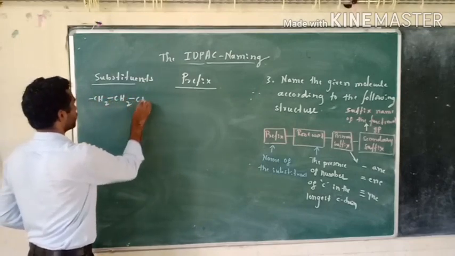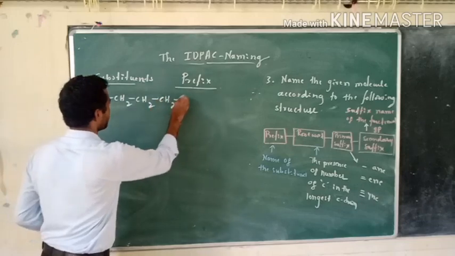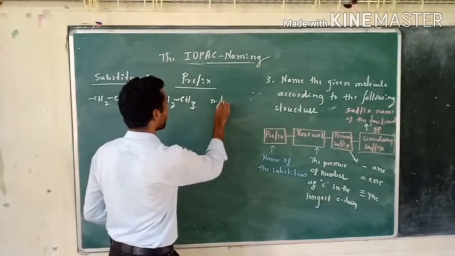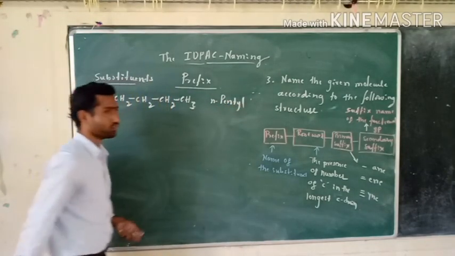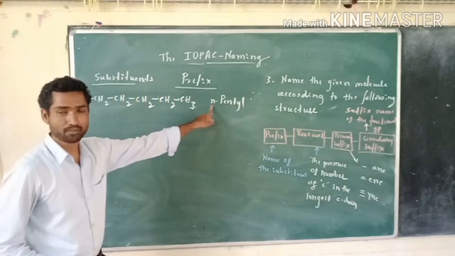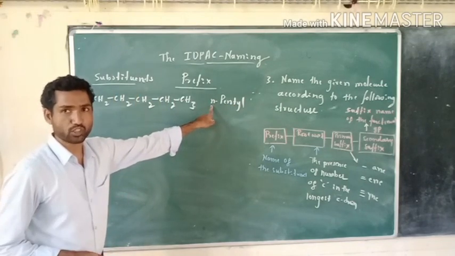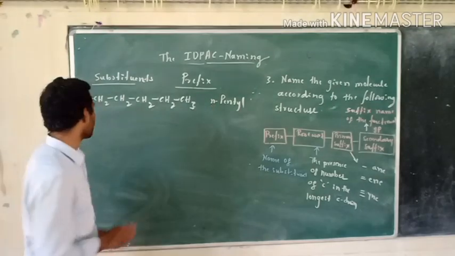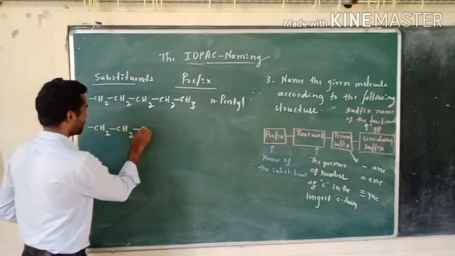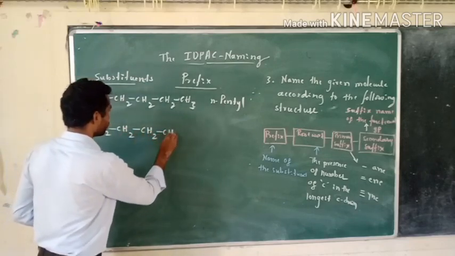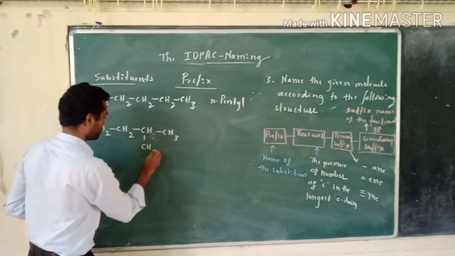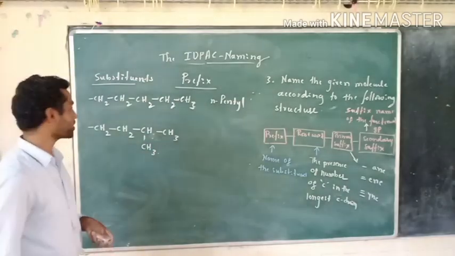CH2, CH2, CH2, CH2. So the name of the prefix should be N-pentyl, pent 5 carbons, YL as a substituent. N means longest carbon. Long chain substituent. It does not have any branching. So if the molecule is like this, CH2, CH2, CH2, CH2, CH3, CH3. If this is the molecule, then what is the name of this substituent?